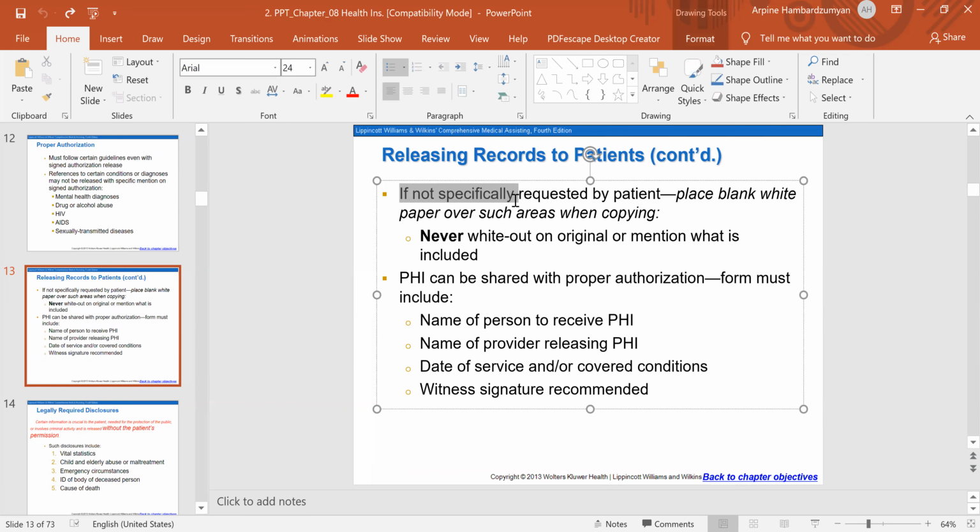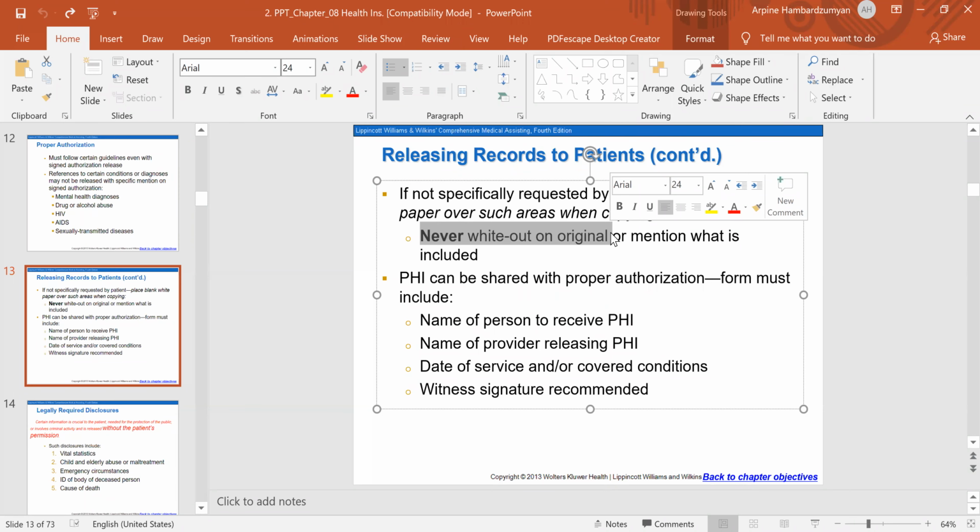So if it is not specifically requested by the patient, you place a blank white paper and you close this part. So never white out an original information. It doesn't matter if it is information about the disease or maybe you made a mistake. Remember, in a medical office, if you made a mistake, if you put patient right hand is broken, but actually it is left hand, you never white out, and if it is in computer, you never delete it.